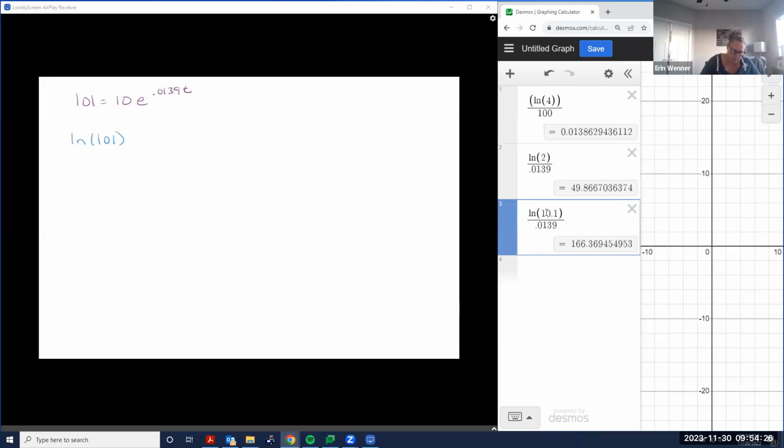Oh, sorry. Before they take the log, you still have to isolate. That step is still the same. So we'll divide both sides by 10. 101 divided by 10 is going to be 10.1 equals e to the 0.0139 t. Okay, so we're going to take the natural log of both sides. So we're going to say ln of 10.1 is equal to ln of e to the 0.0139 t. Now, when we're in this step here, we have something called the power rule.